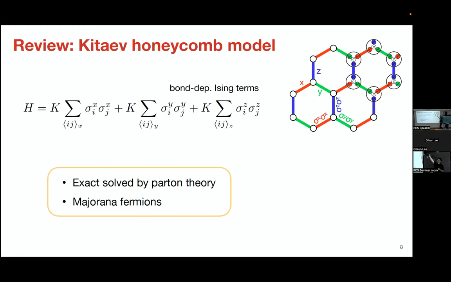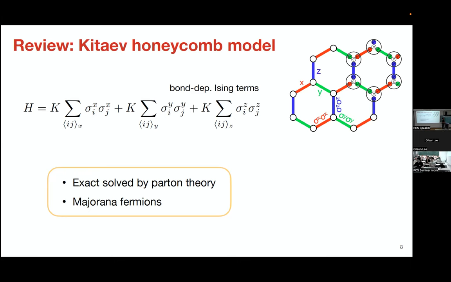On the red bond, spin X components are coupled by this Ising interaction. On the green bond, spin Y components are coupled by this Ising interaction. On the blue bond, we have an Ising interaction of the spin Z components right there. Interestingly, this seemingly complicated model can be easily solved.